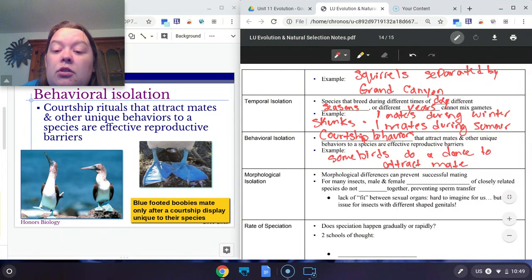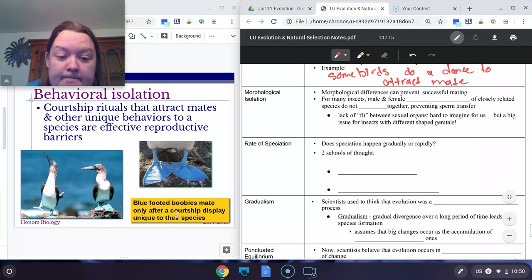So if they're not doing the right courtship behavior, singing the right song, doing the right dance, or having big enough antlers, then they're not going to be able to mate. And that's going to create isolation between them. Therefore, they're not going to be the same species.